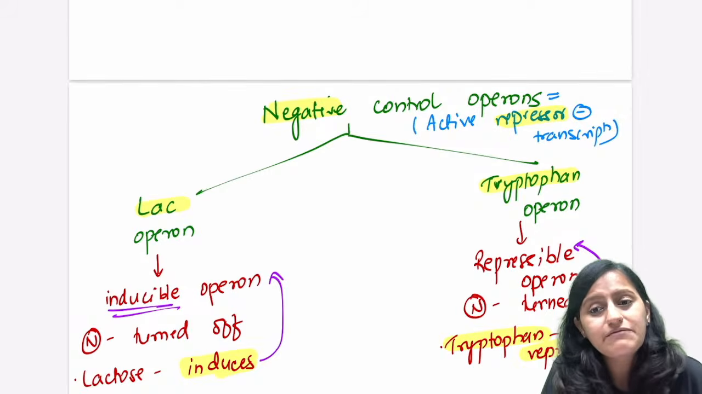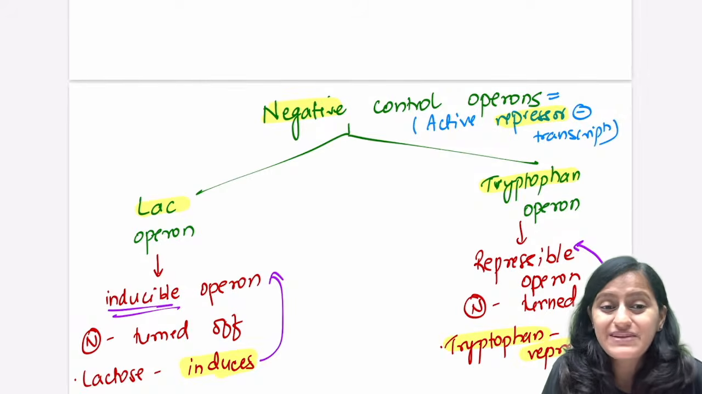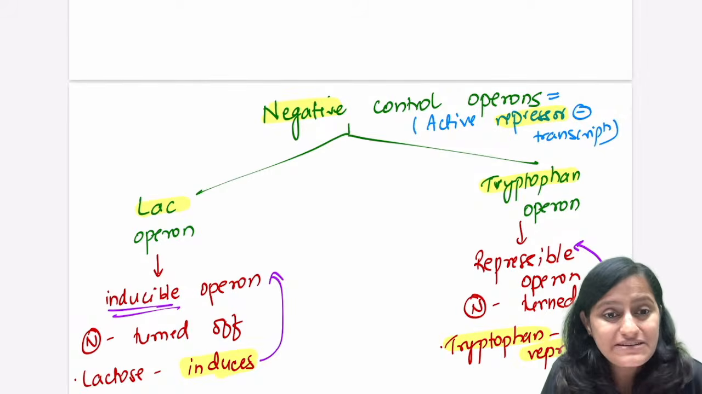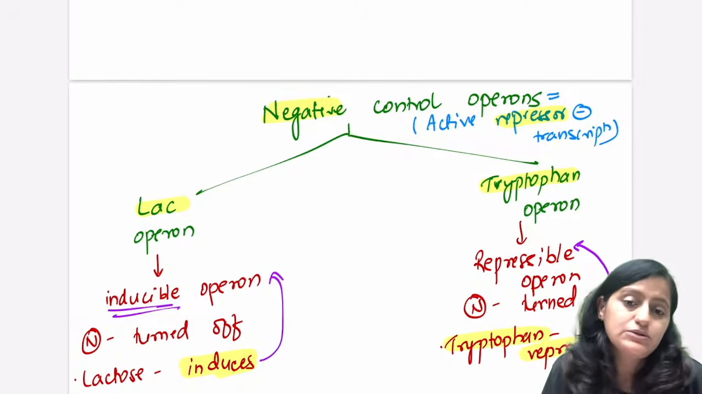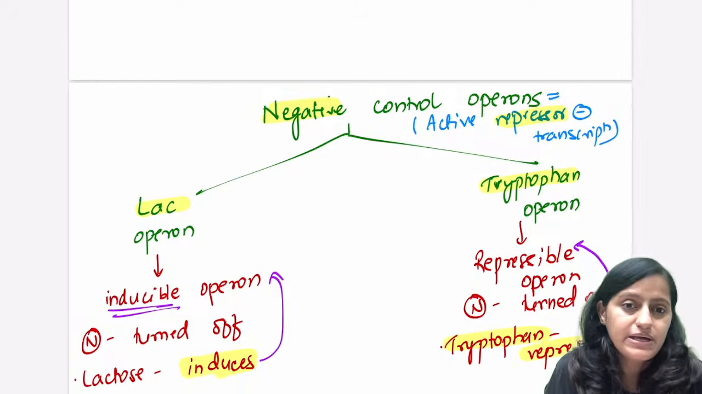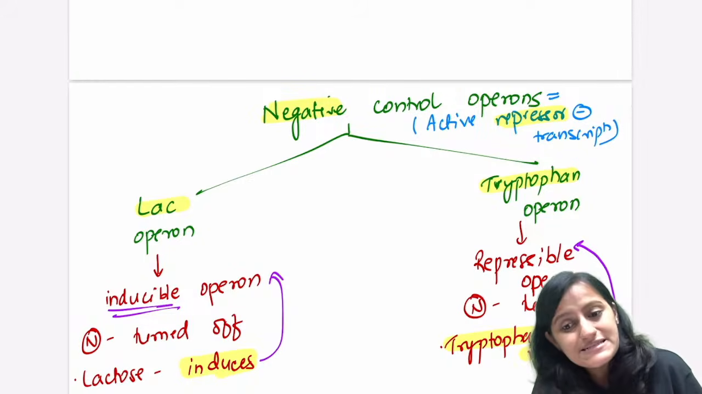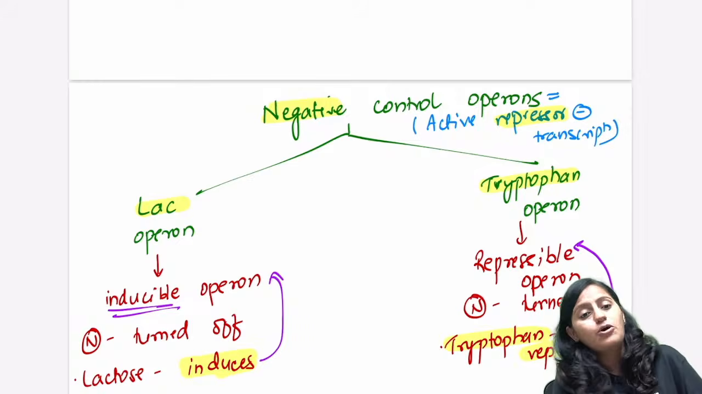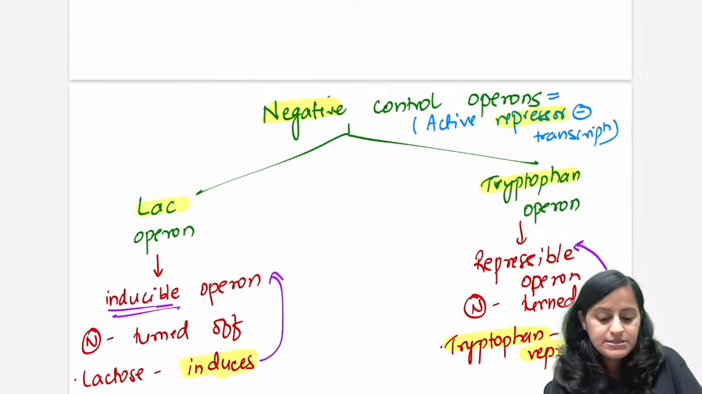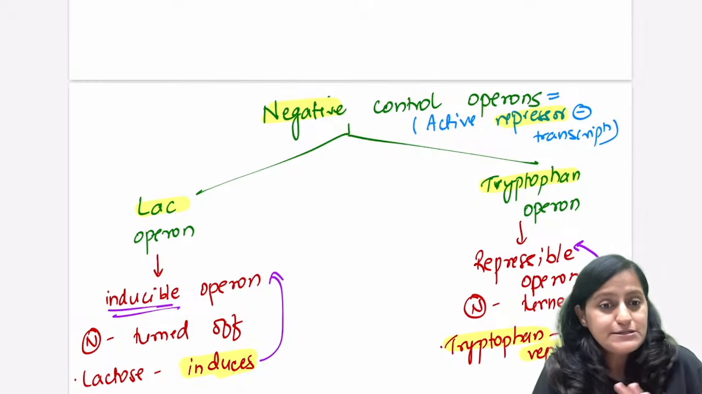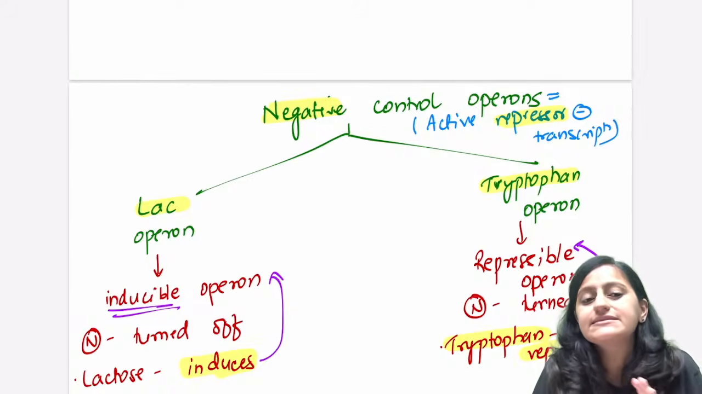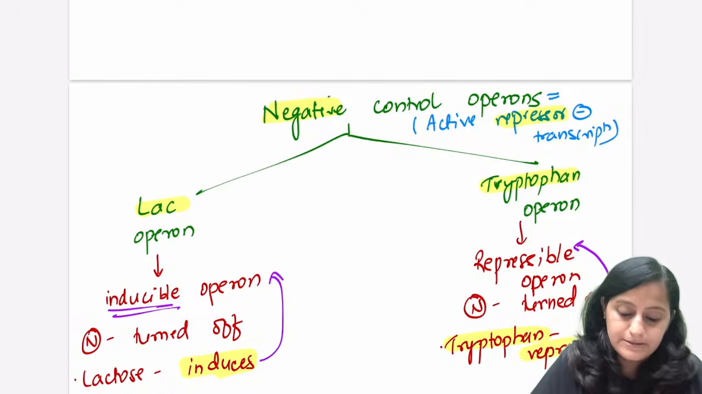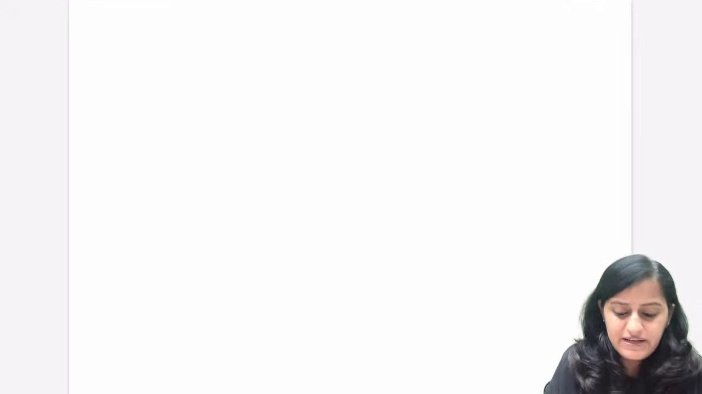Is this clear with everyone? The concept of the lac operon: negative control, and it's an inducible operon, induced by the metabolite. And the tryptophan one is a repressible operon, repressed by the metabolite. Okay, so that was the quick, concise explanation of the lac operon. Any queries here, guys? Any queries?